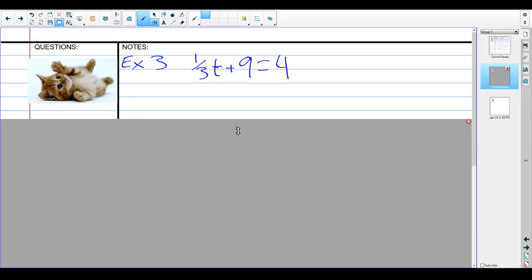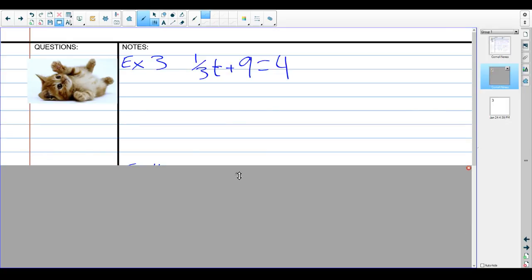Cover up these other examples. Alright, so we have 1/3 t plus 9 equals 4. This one's a little bit uglier, it's got fractions in it. That's okay. So our first step, we always want to get rid of the adding and subtracting. So we're going to say step 1, undo addition.